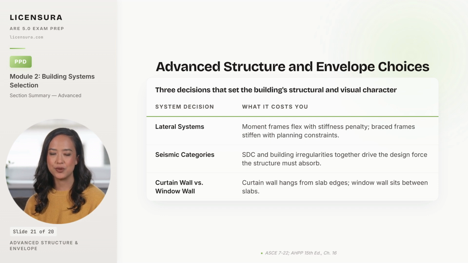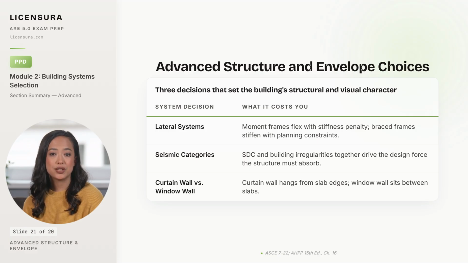And the curtain wall versus window wall choice is the envelope typology fork. Curtain wall hangs from the slab edges as a continuous skin, performs better thermally and acoustically, and costs more. While window wall sits between slabs floor by floor, is simpler to install in repetitive residential applications, and costs less.